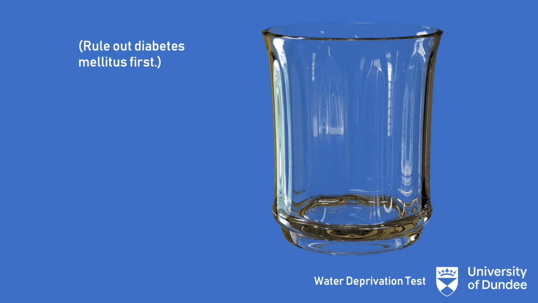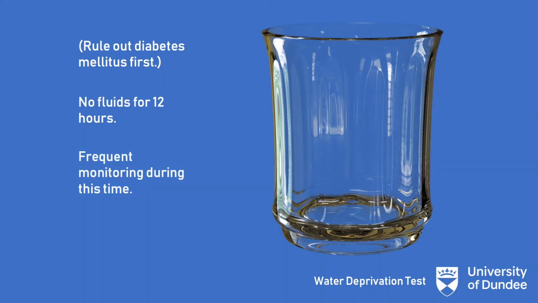Having done this, a water deprivation test is carried out. The patient is deprived of water for 12 hours. During this time frame, their urine output, blood electrolyte levels, and weight are frequently assessed by the clinician. The test is stopped before 12 hours has elapsed if the patient has a decrease in blood pressure, an increase in heart rate, or a loss of more than 5% of their initial body weight.